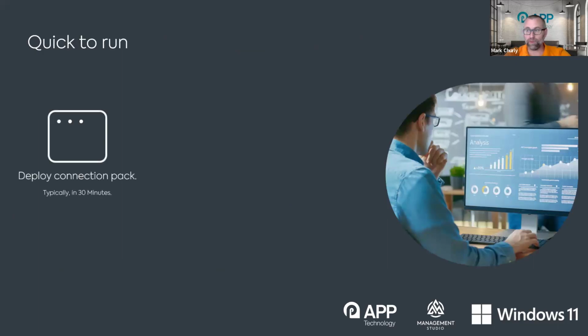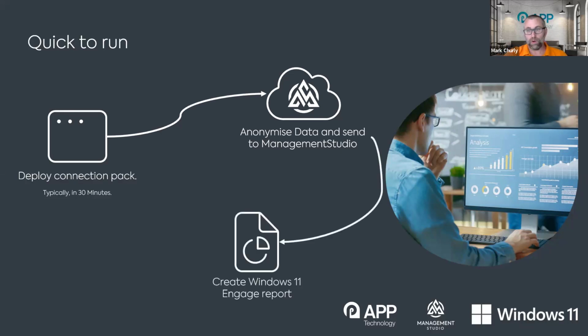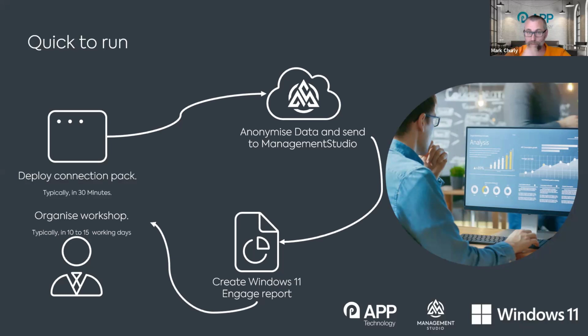One of the key things that we want to call out is that the Engage process is very quick and easy to run. We will typically have an initial 30-minute call where we will, for an on-site SCCM-based installation, look to deploy a connection pack. The data is then anonymized into ManagementStudio. We will then work with the ManagementStudio team to create your Windows 11 Engage report, and then that will get presented back to you in a workshop, typically 10 or 15 days after your engagement.